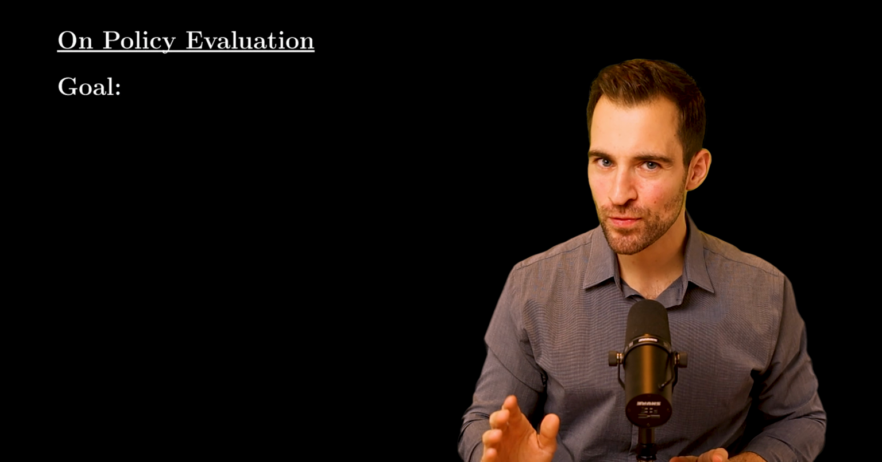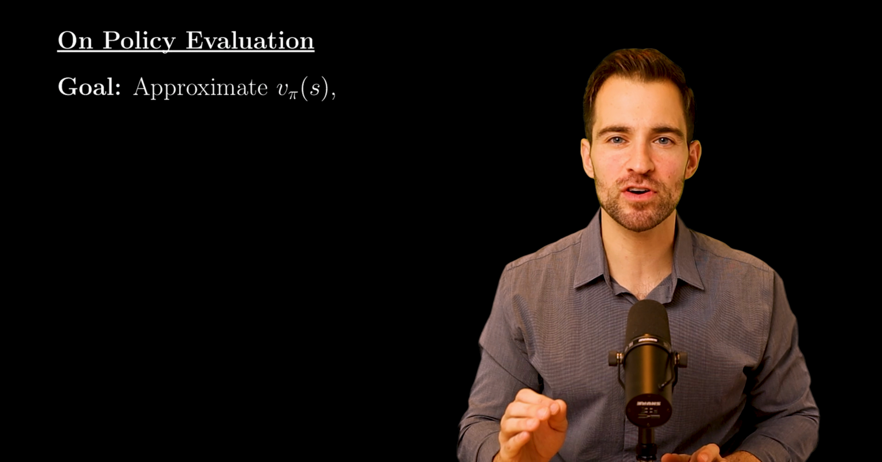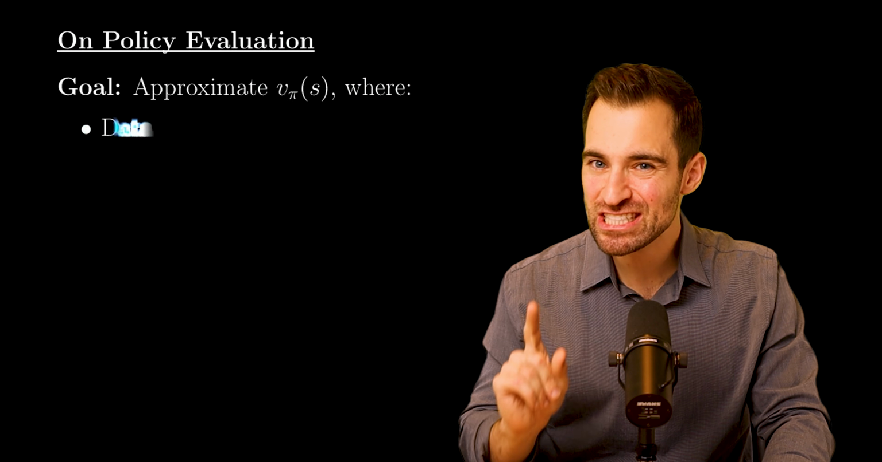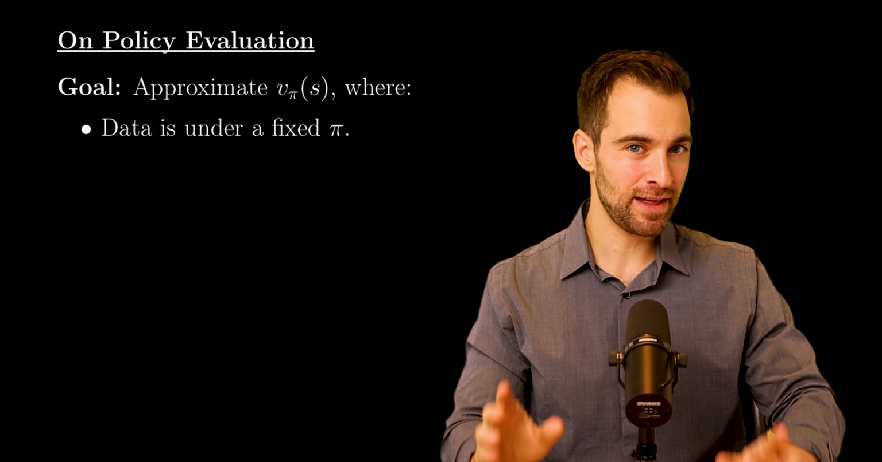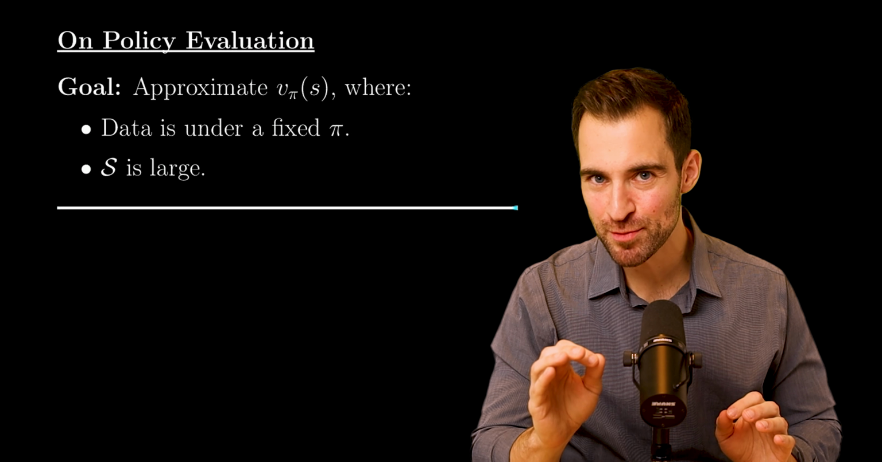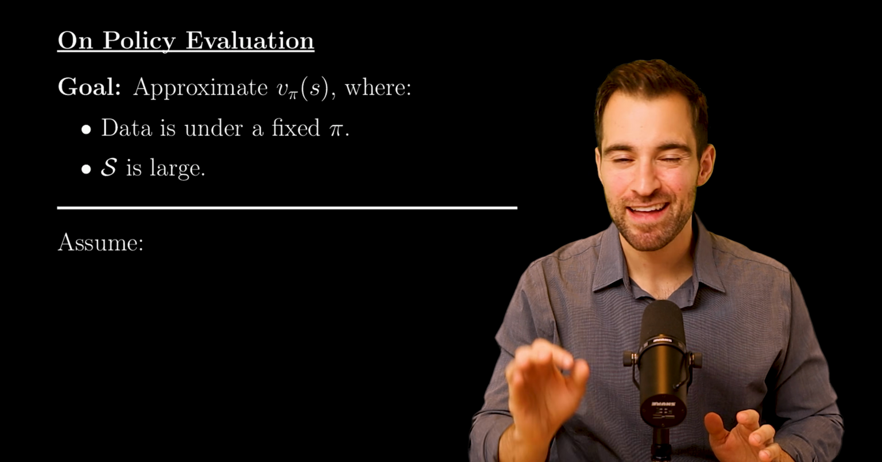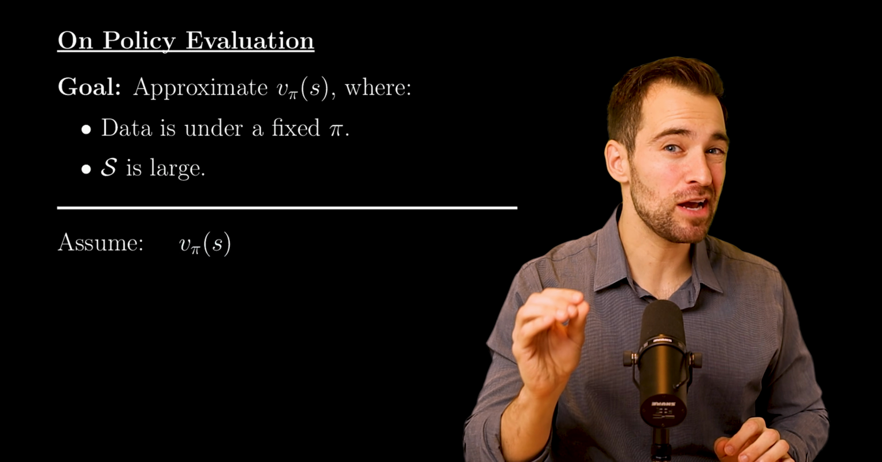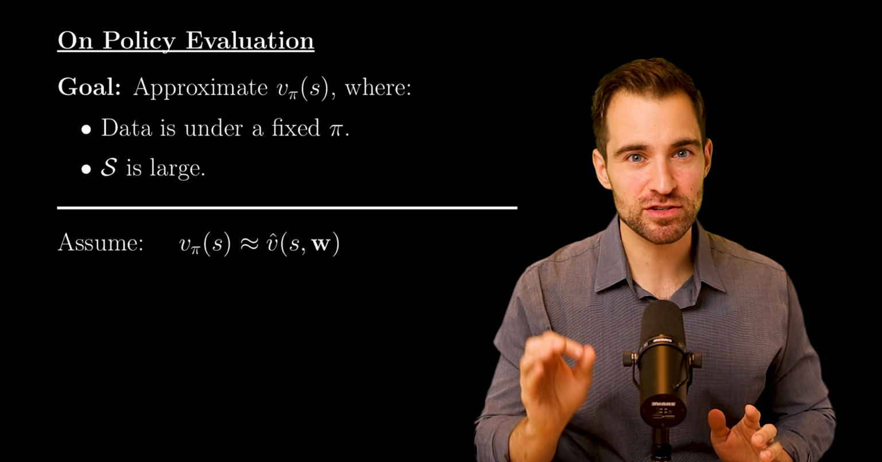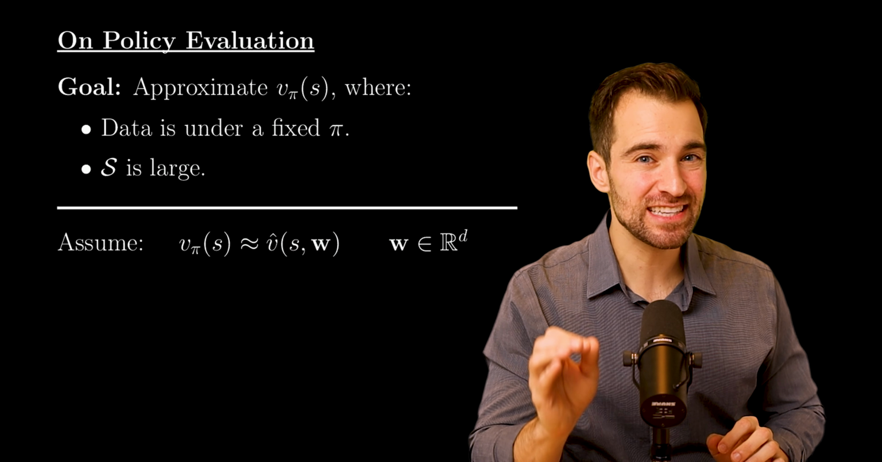We start with on-policy evaluation, where our goal is to approximate the true value function, which, if you recall, is the expected return from state S under policy pi. To be clear, this is a case where the data is generated under a fixed policy pi, and, as anticipated, the state space is large. Now, to approach this, it's common to assume that the true value function can be approximated by a function of that state and a parameter vector w, where w has a fixed length d.